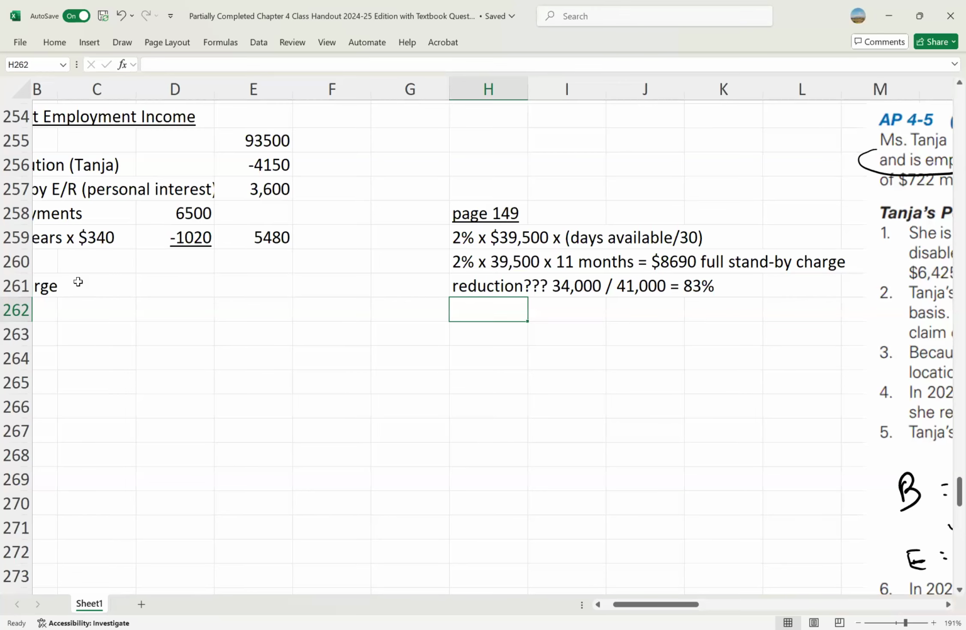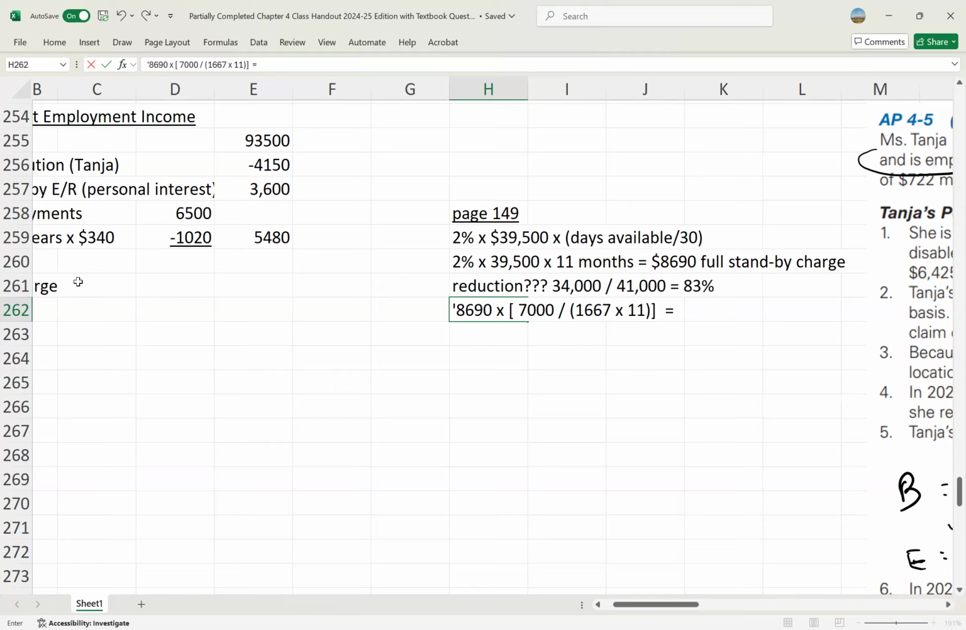And remember we said the reduction, basically we just take the 8,690, the full standby charge, and then we multiply it by the number of personal kilometers. So 7,000 personal kilometers, divide by, and once again, this number is given in the formula, 1,667 times months of availability, 11 months. So that will be your denominator.